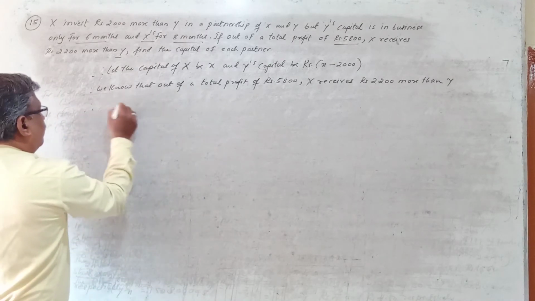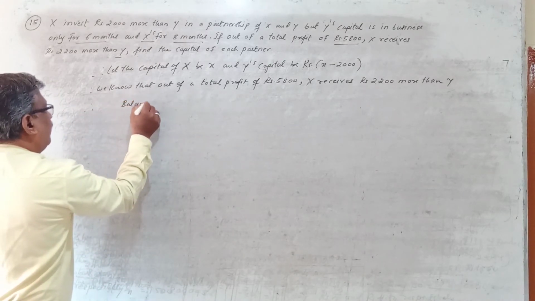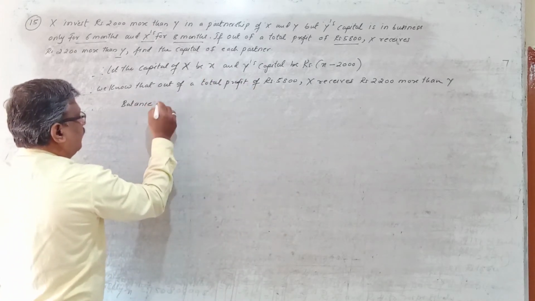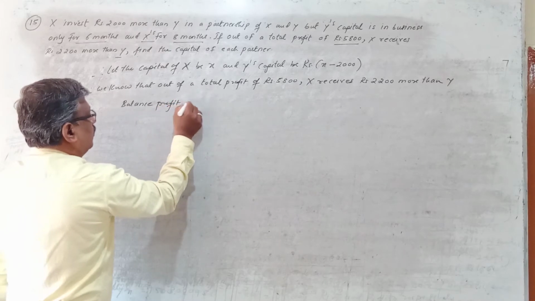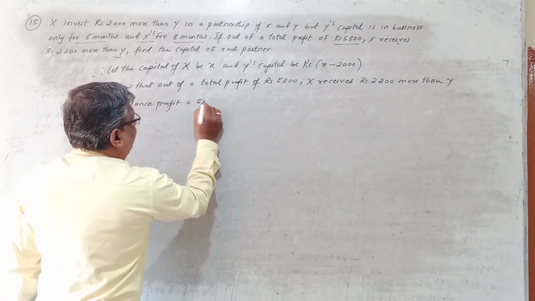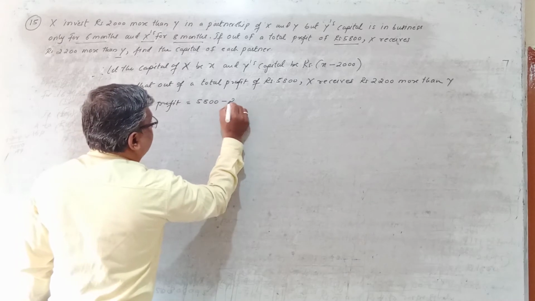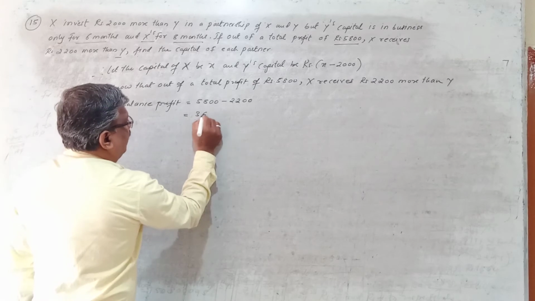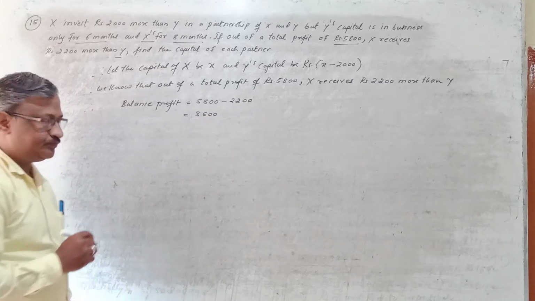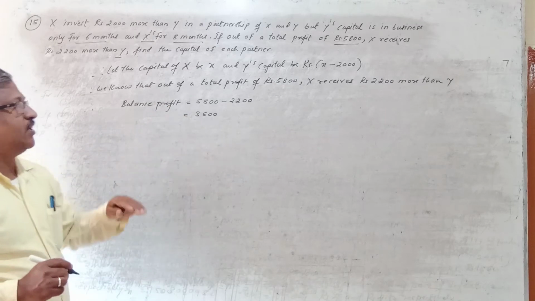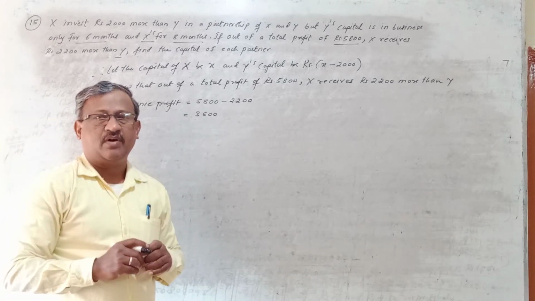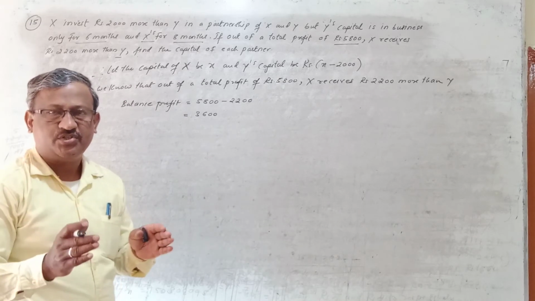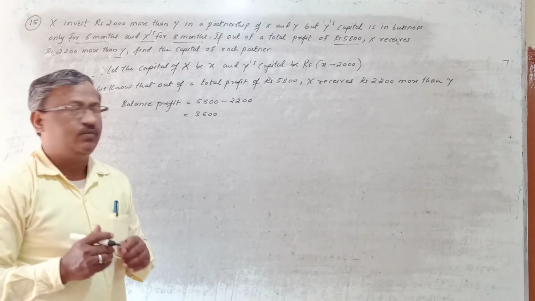So first what you have to find? First you have to find out the balance profit. If X has got 2200 rupees more than Y, so find out the balance profit. Balance profit is equal to, from total profit 5,800 rupees, you minus the excess share received by whom? X. So if you minus, we get the balance profit as 3,600. Now this 3,600 rupees we have to distribute between X and Y. How? Equally. Means up to 3,600 rupees profit, both have to get equal share. That's why we have to distribute in equal form.